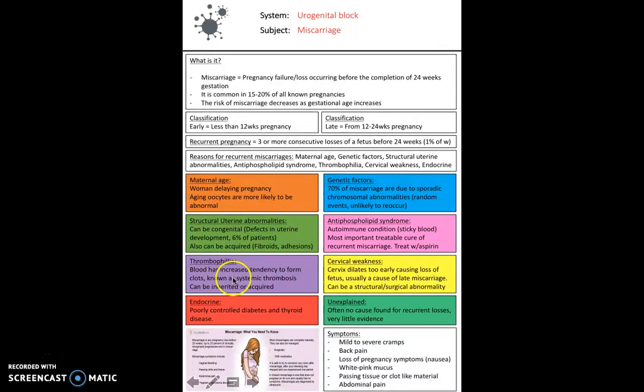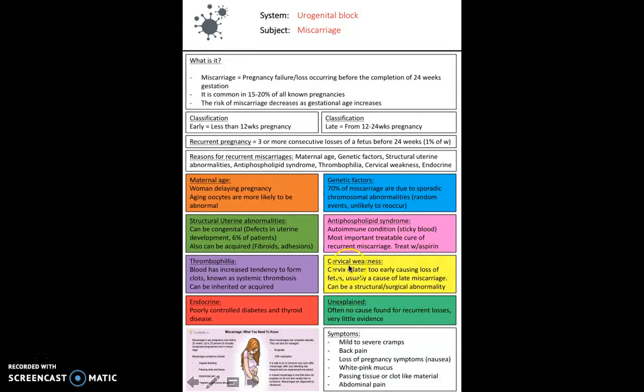Thrombophilia is also an important one to be aware of, so this is where the blood has an increased tendency to form clots. Again, this can be inherited or acquired. Endocrine causes, so poorly controlled diabetes and thyroid disease is an important one, but this also links to normal miscarriage, not just recurrent miscarriage. Genetic factors: 70% of miscarriages are due to sporadic chromosomal abnormalities, so they are random events and unlikely to recur, however a small portion are due to genetic factors. Antiphospholipid syndrome is an autoimmune condition, also referred to as sticky blood. This can however be treated with aspirin.